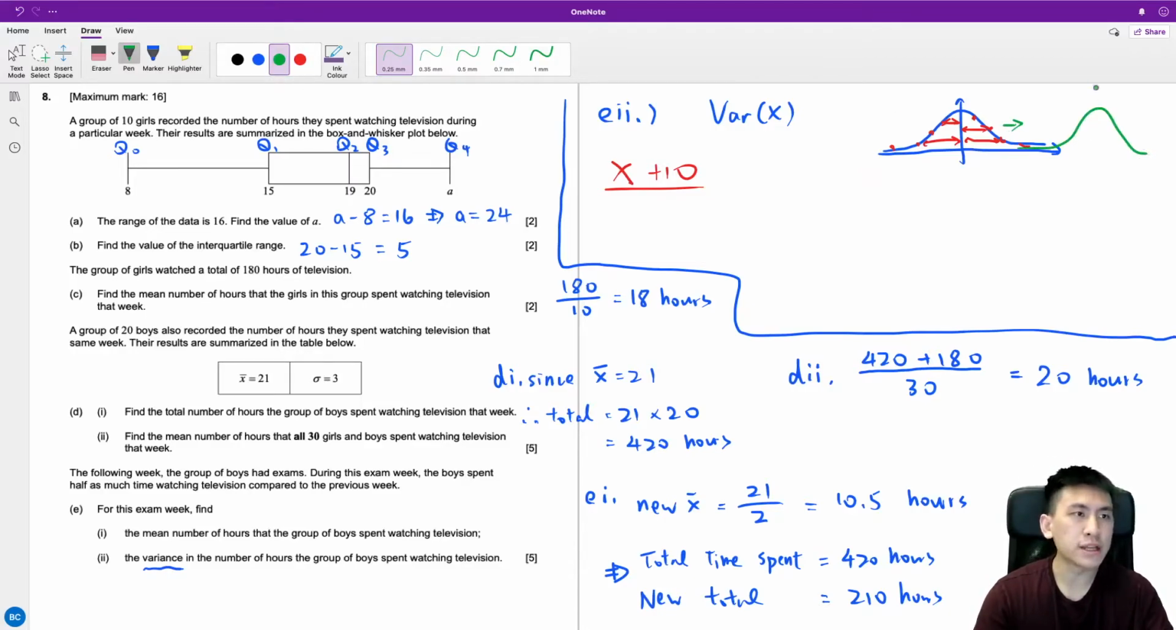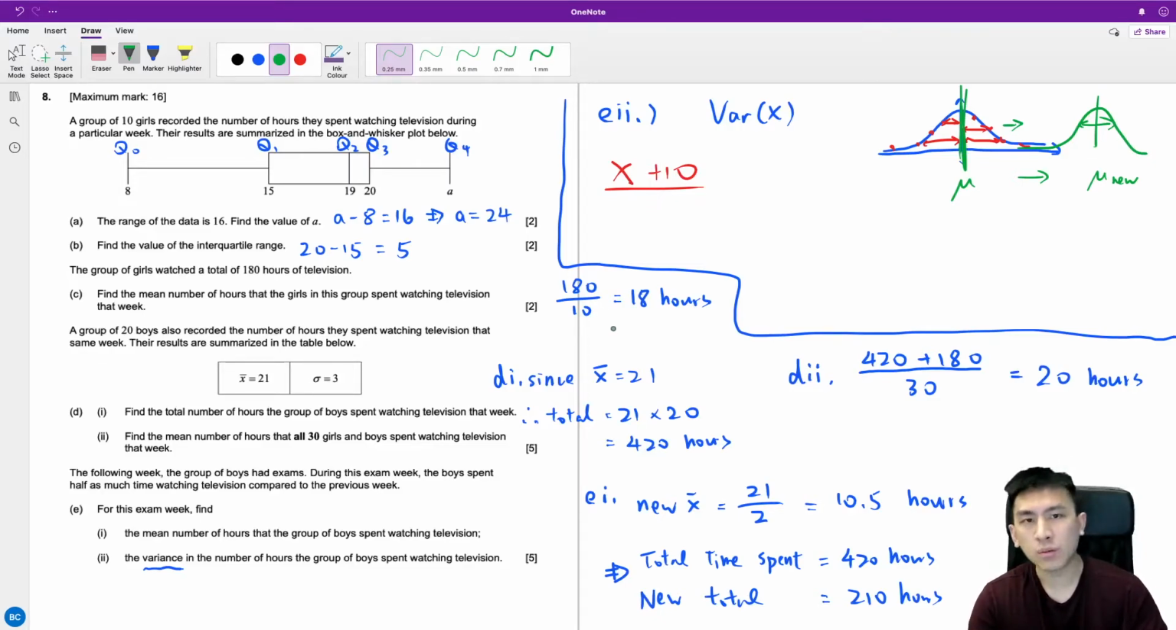Sure, the mean changes. You can see the middle line is the mean, and the mean changes to the new mean. But the spread is still the same. It's still the same width. So if you add or subtract, it doesn't change the variance. However, if you multiply it by a number, it does change it.